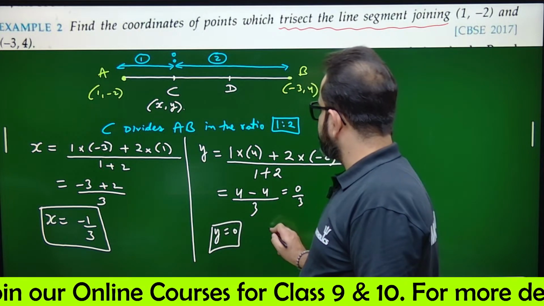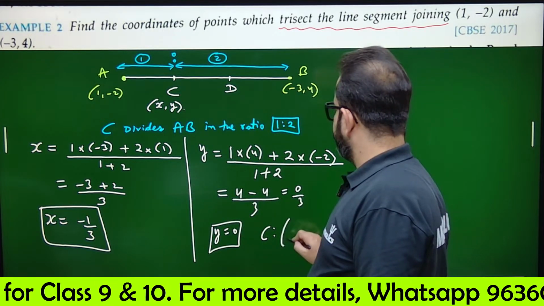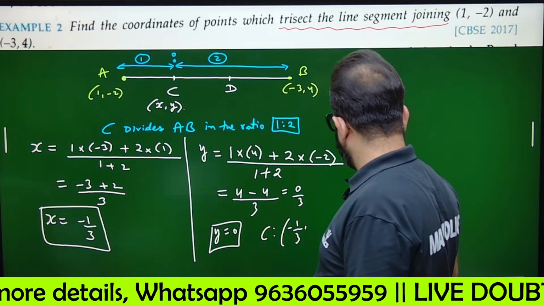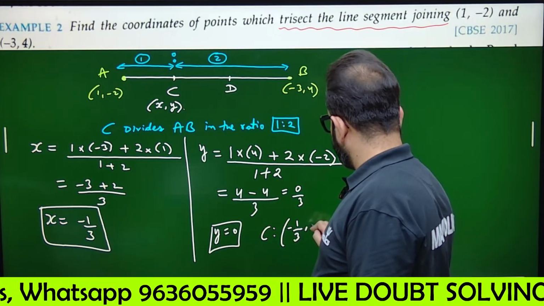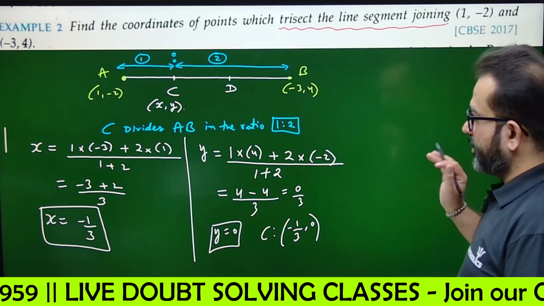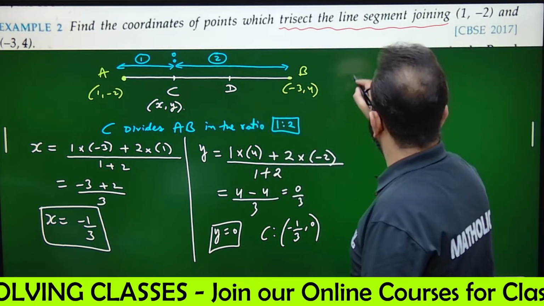So the coordinates of C I just found out as -1/3, 0. Yes or no? Tell me. -1/3, 0. Yes or no? Okay. Now we have to find the coordinates of D.